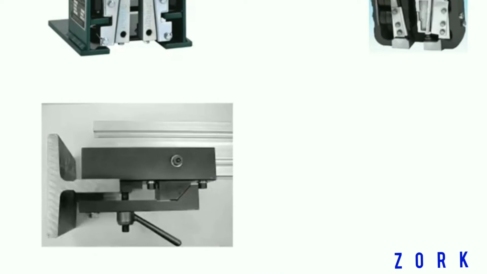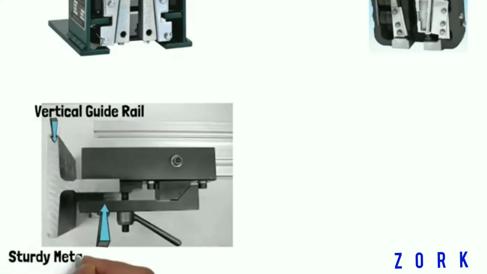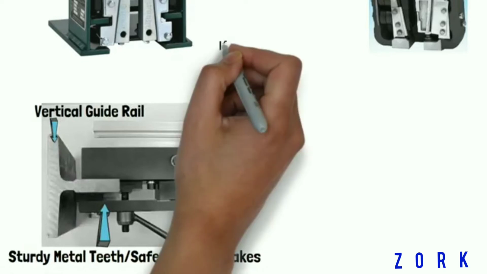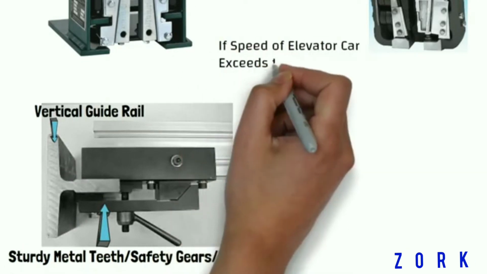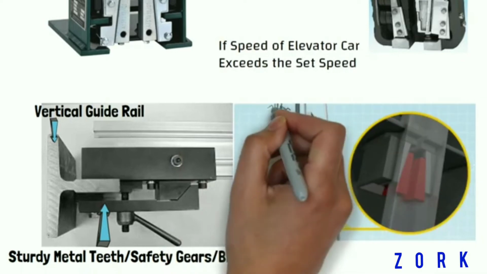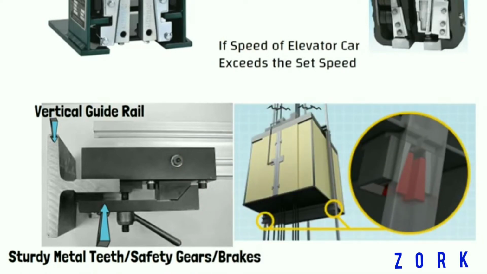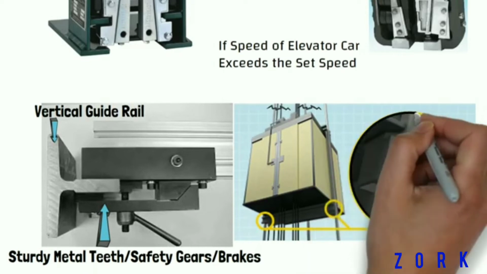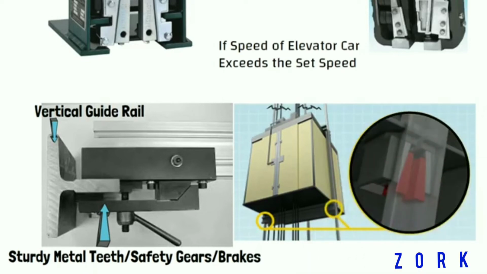Each car ran between two vertical guide rails with sturdy metal teeth embedded all the way up them. If the running speed of the elevator car exceeds the set speed, or if the elevator suspension rope breaks down, elevator safety gear stops the elevator car and holds it at the elevator guide rail. Usually these brakes are installed on the elevator car or counterweight frame.